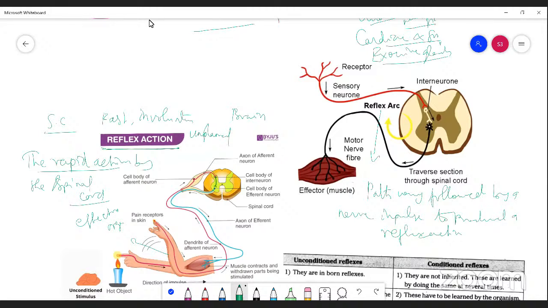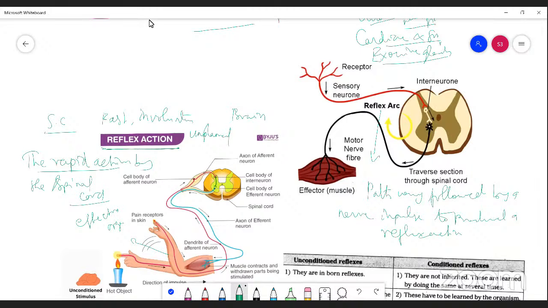What is the difference between the reflex action and the reflex arc? The reflex action means the rapid action by the spinal cord. The reflex arc means the pathway followed by a nerve impulse to produce the reflex action. That means the reflex action is carried through one path, and that path is known as the reflex arc. Do you understand? That is one of the 3 mark questions: differentiate between reflex action and reflex arc.